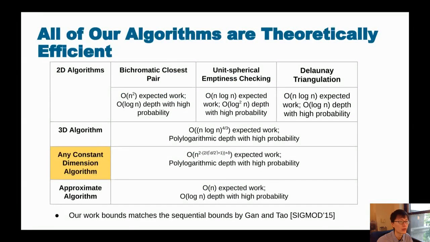Here's a summary of our parallel algorithms. We designed parallel algorithms for exact DBSCAN that work in 2 dimensions, 3 dimensions, as well as any constant dimensions. We also designed a parallel algorithm for approximate DBSCAN. Note that the work bound of all our parallel algorithms matches that of the best sequential counterparts, and when that happens, we say that the algorithm is work efficient. We will focus on the algorithm highlighted in yellow, which is the exact DBSCAN algorithm that works in any constant dimension, because it works the best in practice.